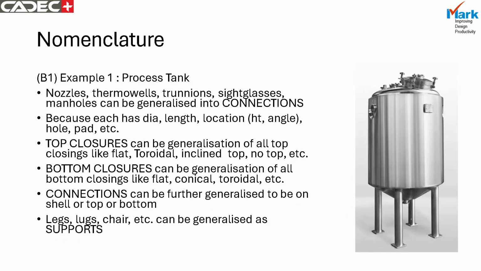Here are some examples of nomenclature. So this is a process tank. You can see different legs, then the tank, then different nozzles, top and bottom closure. Connections can be a generalization of various nozzles, thermowells, trunnions, side glasses. So connections is a nomenclature created for generalizing the different nozzles, etc. Then top closures can be a generalization of different top closings like flat, toroidal, inclined top, etc. Then bottom closure can be a generalization of flat, conical, toroidal, etc. And so on.